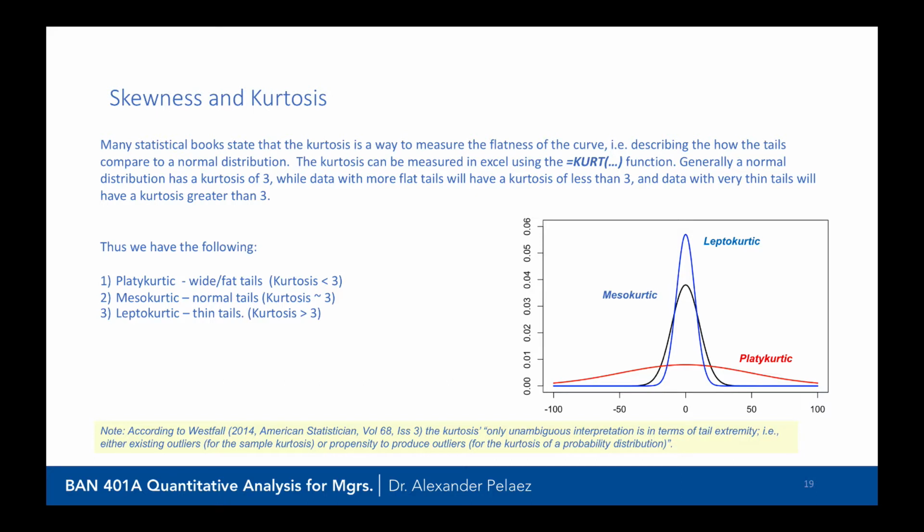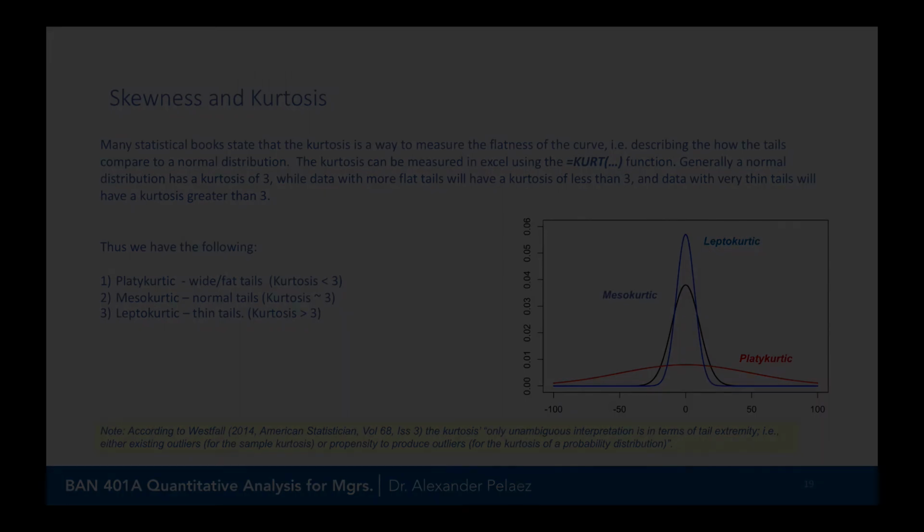Now, it should be noted, there was a paper by Dr. Westfall in 2014 that described kurtosis as having its only real interpretation in terms of tail extremity, either existing outliers or the propensity to produce outliers. So this is a very deep statistical concept, but I know the author is trying to change some of the perceptions that have been written in statistical books about kurtosis itself. So it's really a measure to understand, and I would say the easiest way is the propensity to produce outliers.